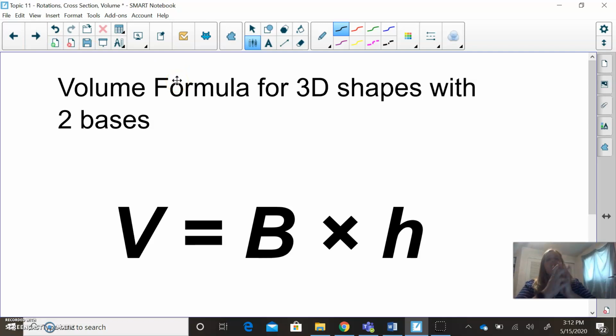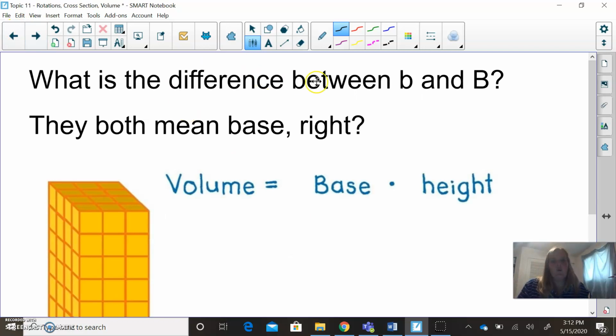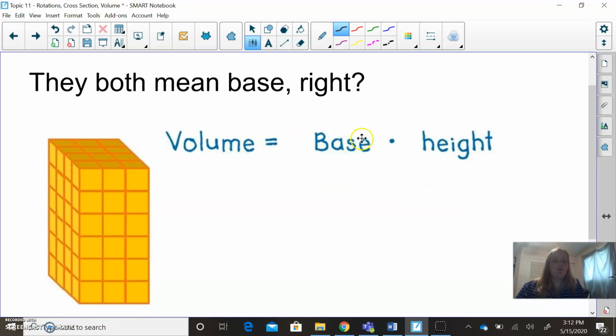So the volume formula for 3D shapes with two bases is volume equals big B times H. Uppercase B. That is really, really important. So, what is the difference between little b and big B? They both mean base, right? Kinda, yes. But volume equals big base times the height.